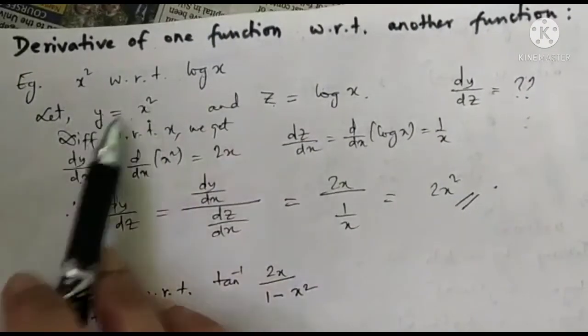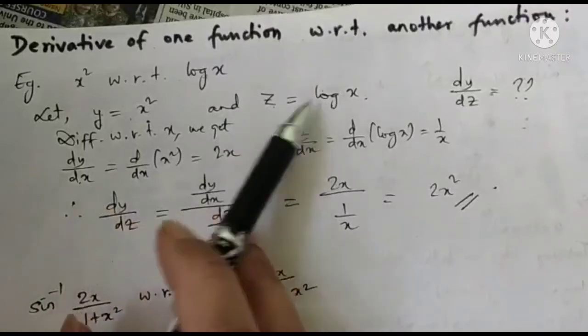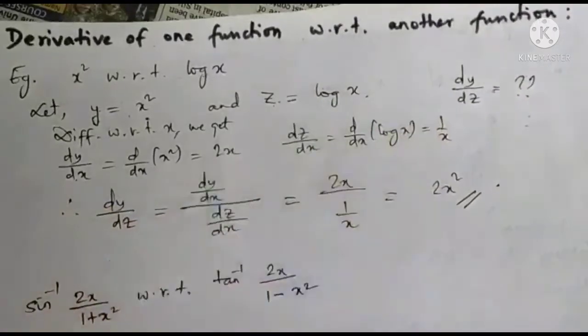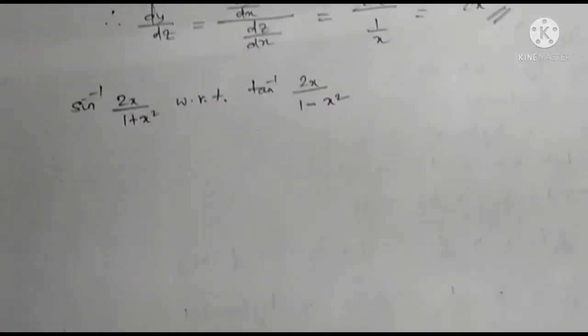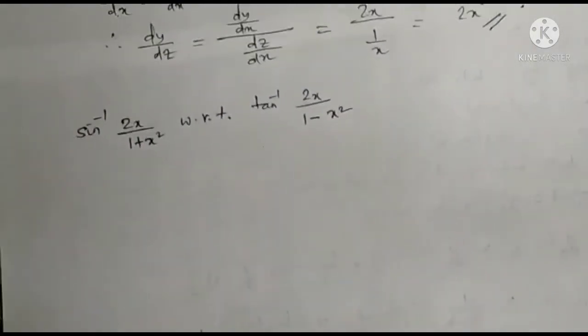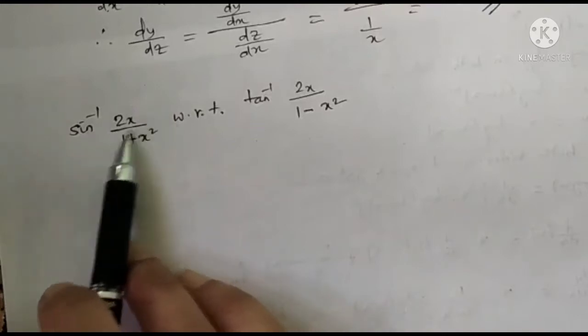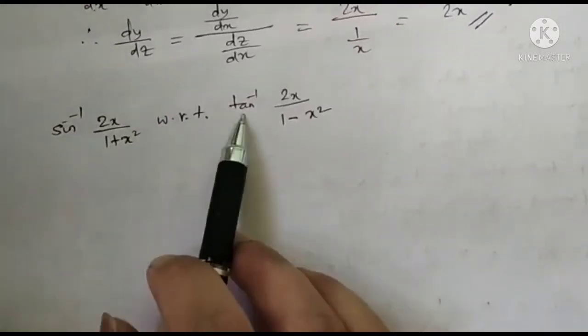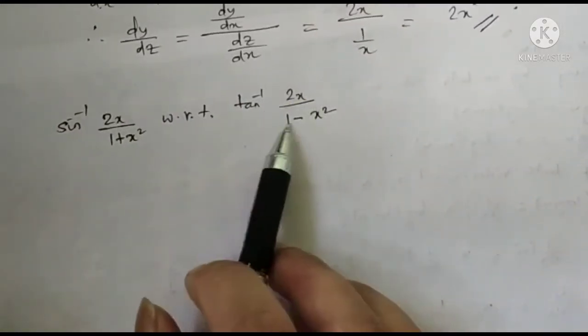Okay, this is how you find the derivative of one function with respect to another function. Suppose the first function as y, suppose the second function as z, and then calculate dy by dz. Simple? Okay, I'm going to take another example. Here you are asked to differentiate sine inverse of 2x upon 1 plus x square with respect to tan inverse of 2x upon 1 minus x square.